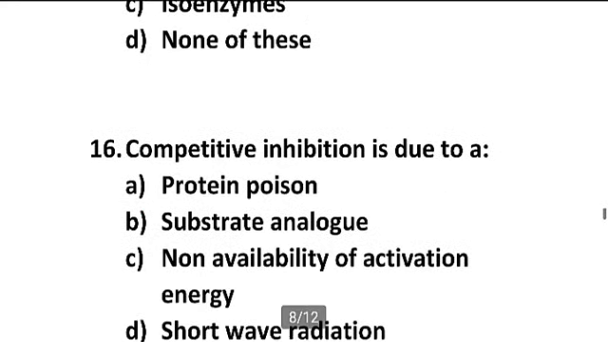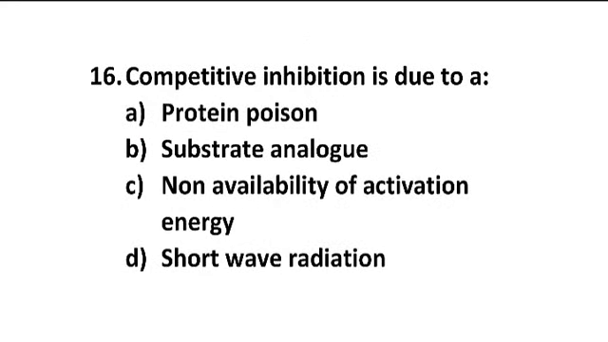Now moving to next question. Next question is competitive inhibition is due to A. Protein poison, B. Substrate analog, C. Non-availability of activation energy, D. Short wave radiation. So competitive inhibition is an inhibition between substrate and inhibitor, the inhibitor being an analog of the substrate. So the right option is option B, that is substrate analog.